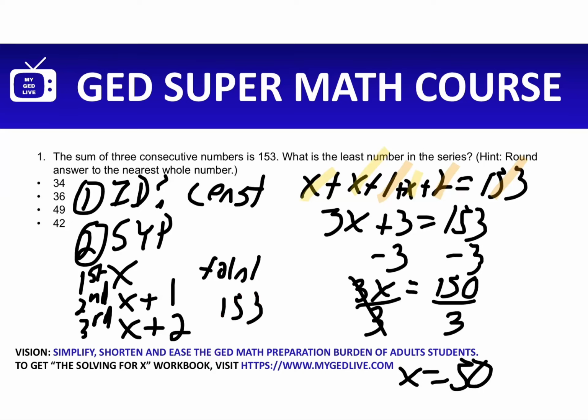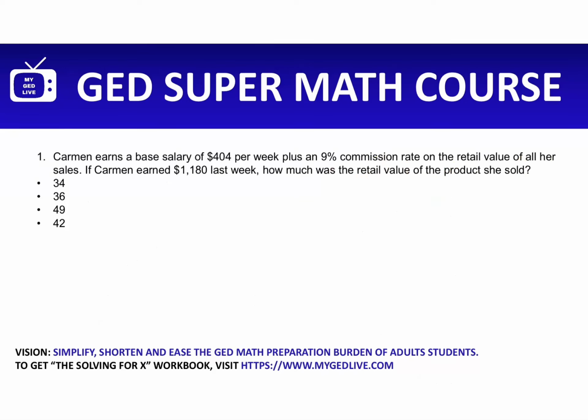Now, let's look at the next problem. If Carmen earns a base salary of $404 per week plus a 9% commission rate on the retail value of all of her sales, and Carmen earned $1,180 last week, how much was the retail value of the product she sold? This is a problem that we're going to approach like we always do. We're going to identify the question. We want to know the retail value of the product, so I'm just going to put retail value.